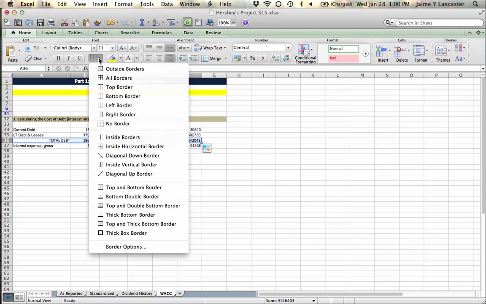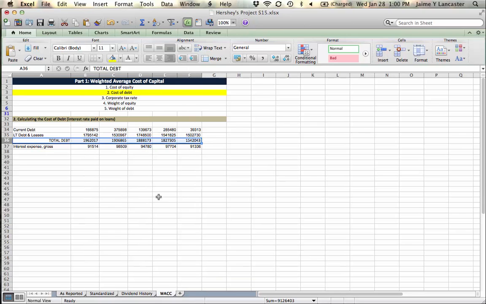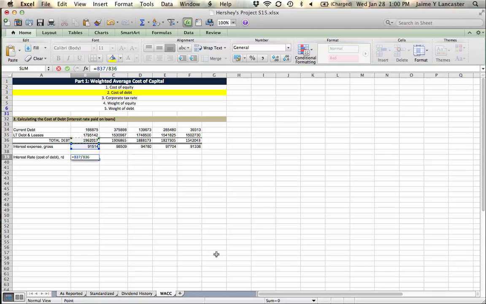I'm going to format it using a top and a double bottom border. You don't have to, you can do it however you want. But this lets me see easily the amount of debt that they have. And then I use this to calculate their interest rate, which is the same thing as cost of debt, or rate of return, or required rate of return on debt. So all of those names are synonymous. And the way we calculate that is by taking the interest expense, the gross interest expense, and dividing it by the total debt.